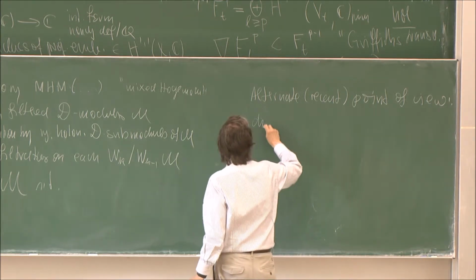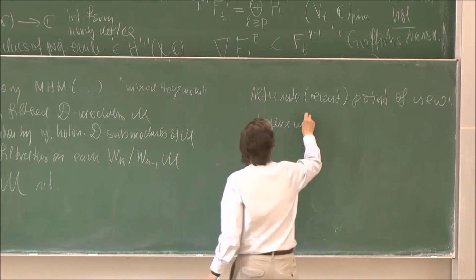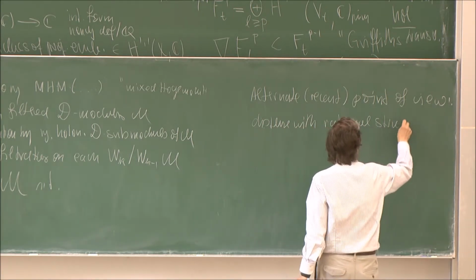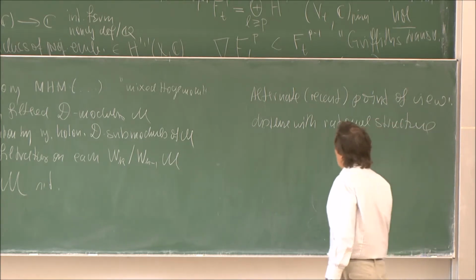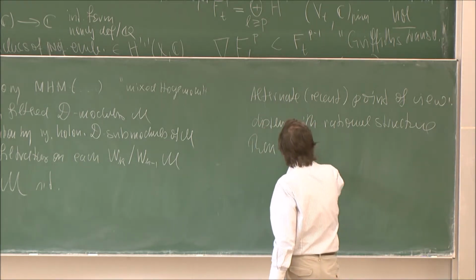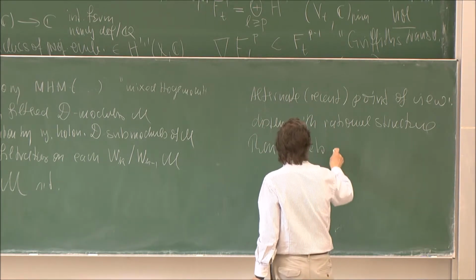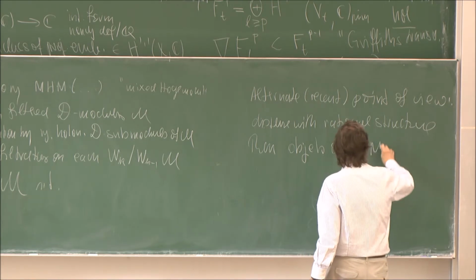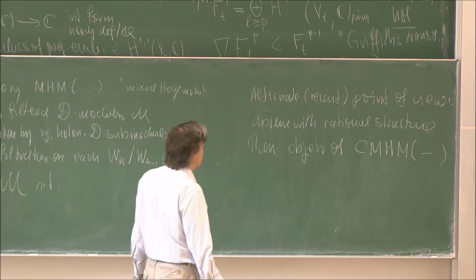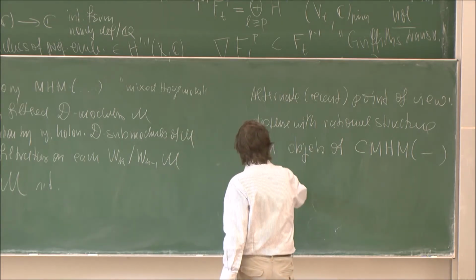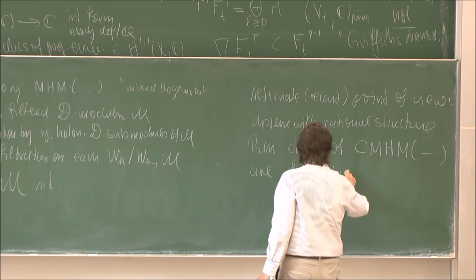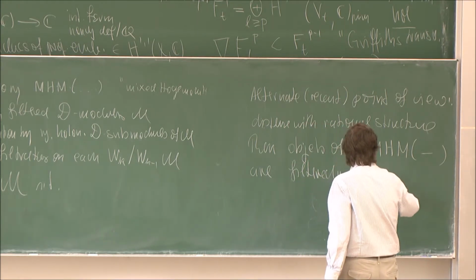So dispense with the rational structure. And so then the objects of the category of complex mixed Hodge modules on the space are filtered regular holonomic D-modules.